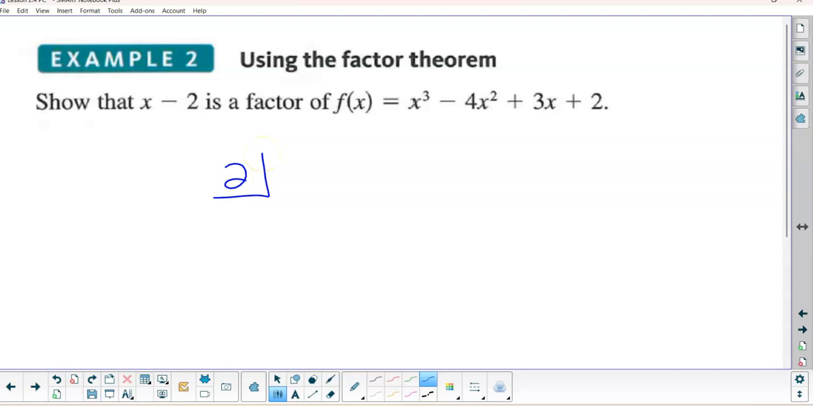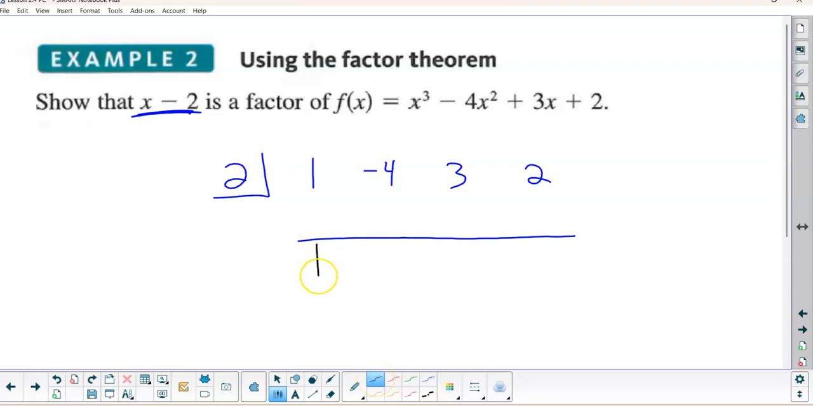So if you're going to do synthetic division, if you're dividing by x minus 2, you put a positive 2 in the box. You list out your coefficients. Leave a little space underneath those numbers and draw a line. And now we take this first number, the 1, we bring it down below the line, and then we multiply that by the number in the box and put it on the next column. Then we add those together, and then we do this again. Multiply and add, multiply and add.